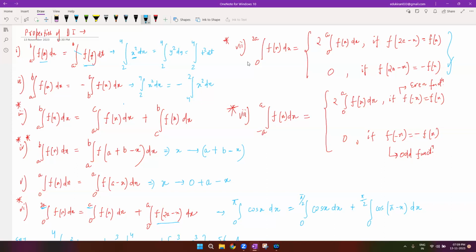Does someone know about odd function and even function? Can somebody explain? Any one of you? Did we discuss even function, odd function in functions? Sir, if f of minus x is equal to minus fx, then it is odd. That is correct. Give me an example.